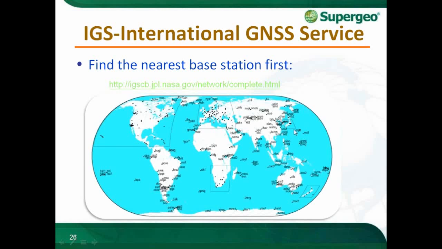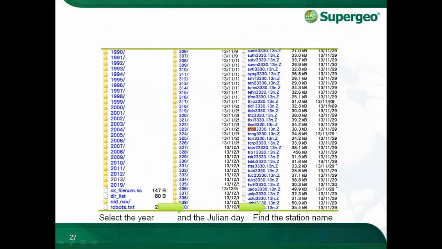For example, in our case, we are based in Taiwan, so we have to use the stations near us, which is this one, the TNNL station, so we can download the data from this station. Then we go to the FTP website and select the year of the fieldwork, for example 2013. Then we select the Julian day, and Julian day 001 means the first day of the year, which is January 1st.